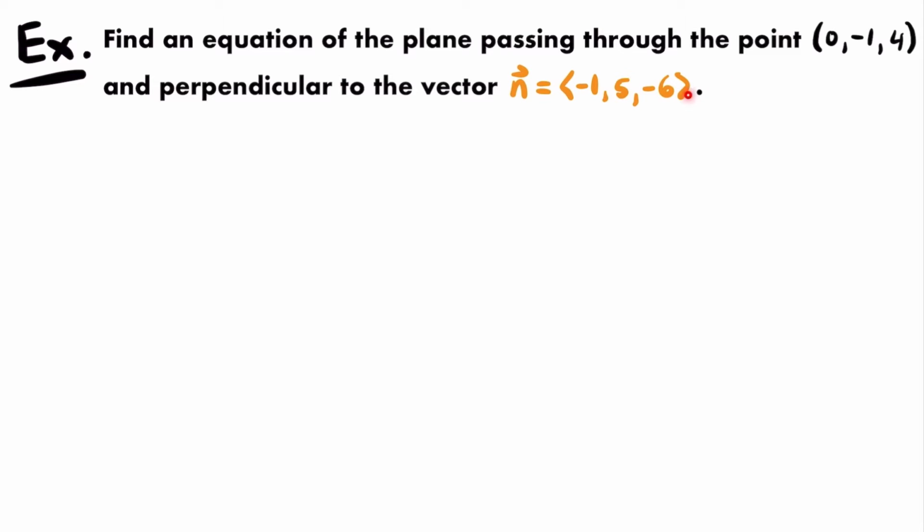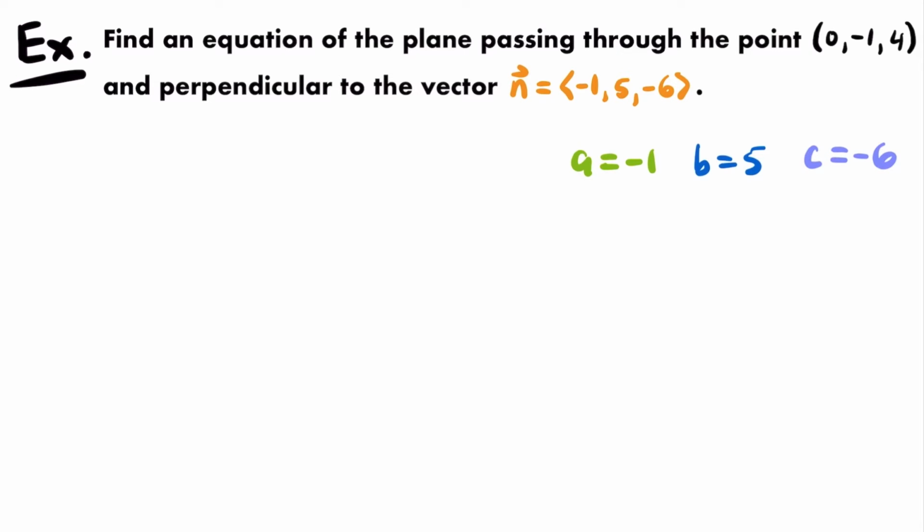And so we have everything we need to set up an equation of a plane, and so we can get right into it, right? We have a point on the plane and a vector perpendicular to the plane, which is all we need to set up an equation of that plane. And so let's do it. First of all, we want to identify the values of a, b, and c, or the components of our normal vector. And so in this case, a is equal to -1, b is equal to 5, and c is equal to -6. A is the x component of the normal vector, b is the y component, and c is the z component.